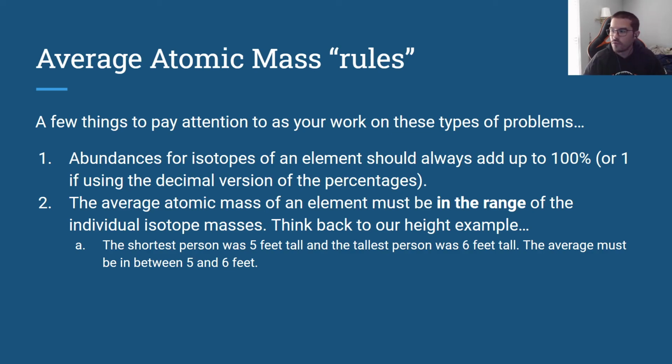And that makes sense, right? If you think back to our height example from the very beginning, the shortest person was 5 feet tall, the tallest person was 6 feet tall. It would make no sense if you said that the average was 4.5 or 7 feet, right? The average has to be in the range of the smallest to tallest person, or the lightest to heaviest isotope, in order for things to make sense.